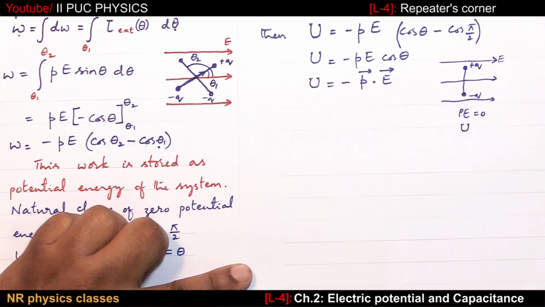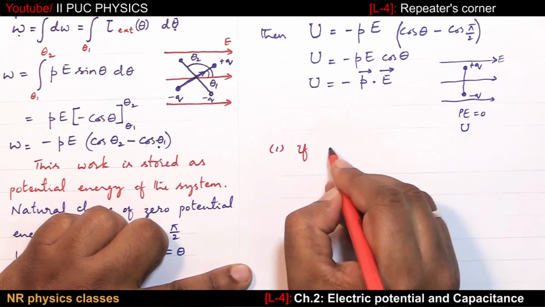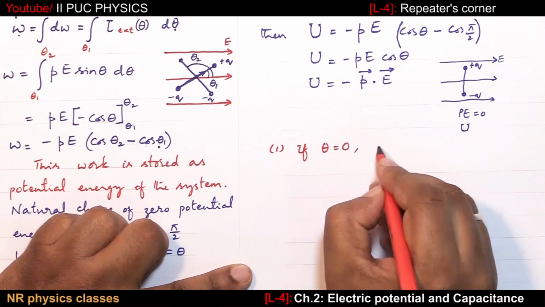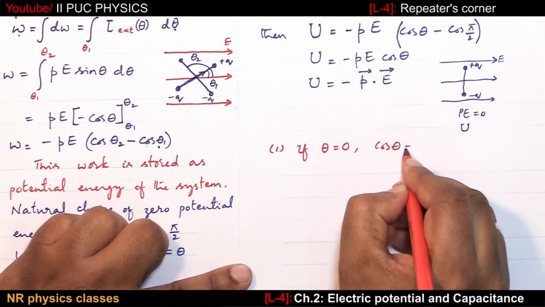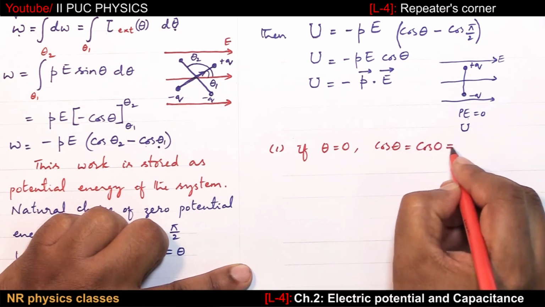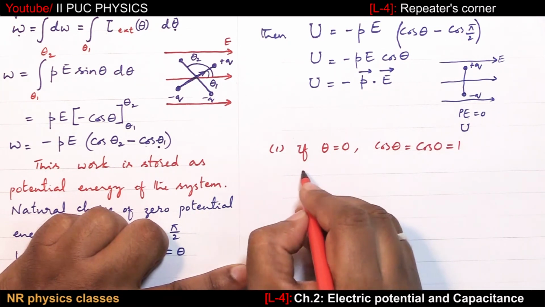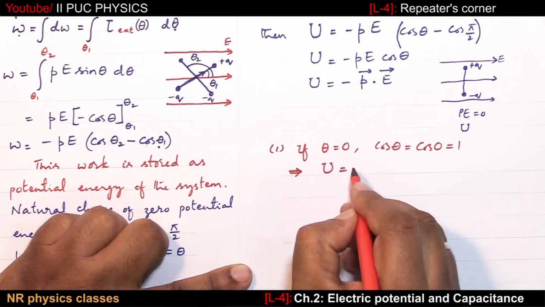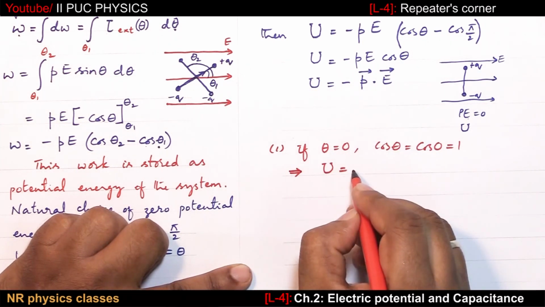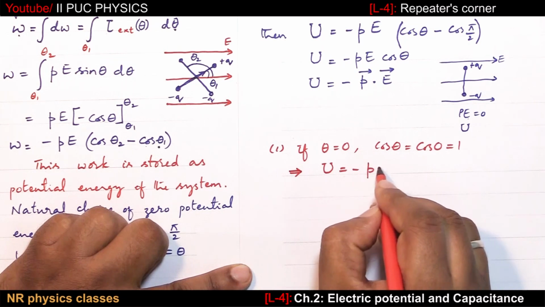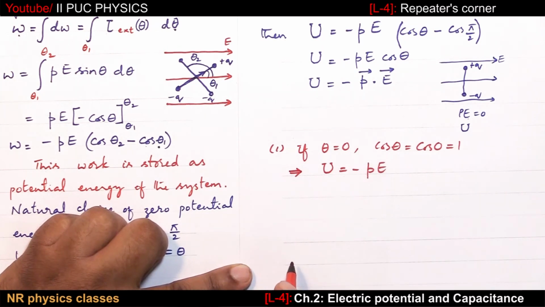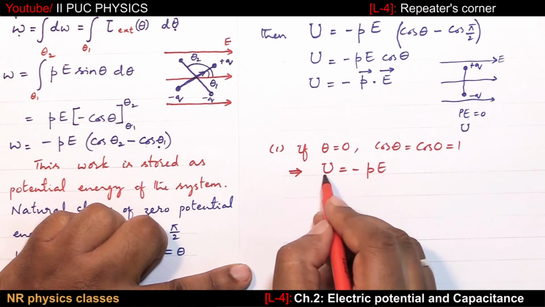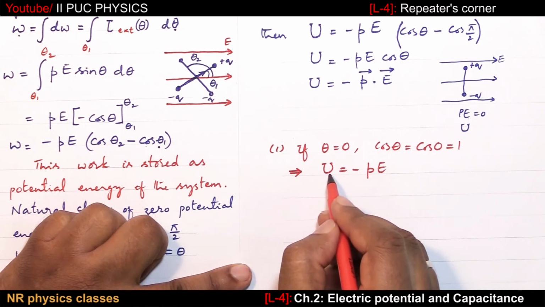Now special cases, if theta equal to 0, then cos theta equal to cos 0 equal to 1. This is 1, therefore minus P into E. With negative sign, P into E means this is minimum potential energy.